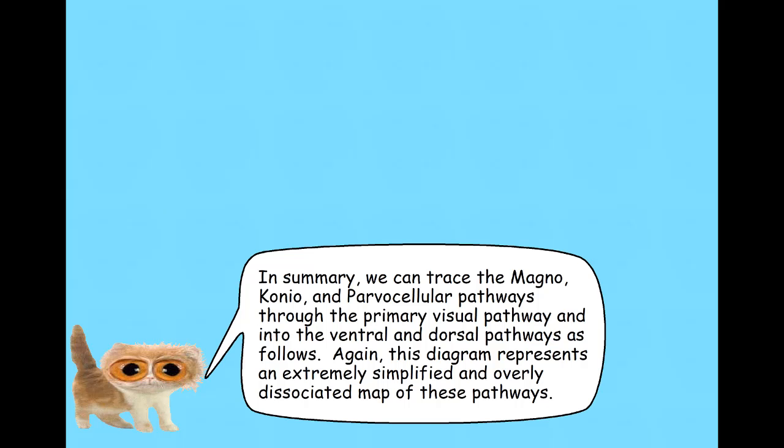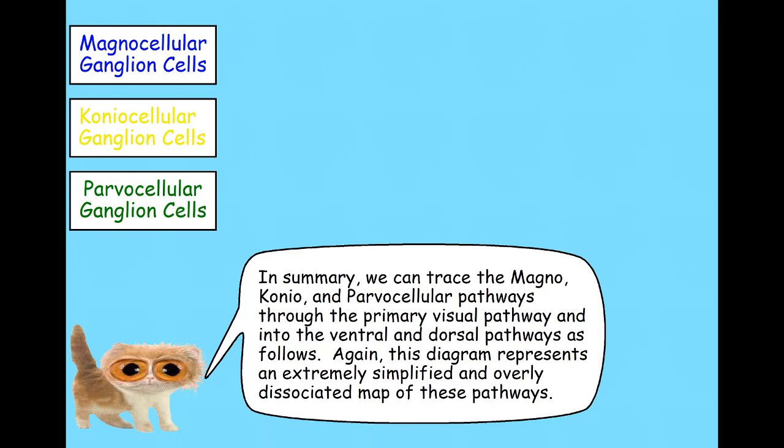So now let's summarize a little bit what happens beginning all the way back at the retina. We have a magnocellular, a koniocellular, and a parvocellular pathway. They emerge in the ganglion cells at the back of the retina, and those ganglion cells then form our optic nerve. And this diagram will give us a simplified representation of how those processing streams move through our primary visual pathway and into the where, how, and what pathways.